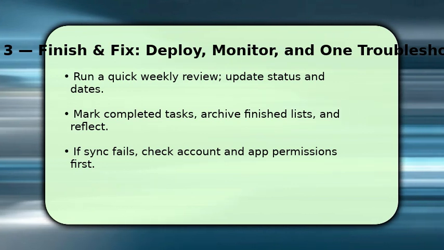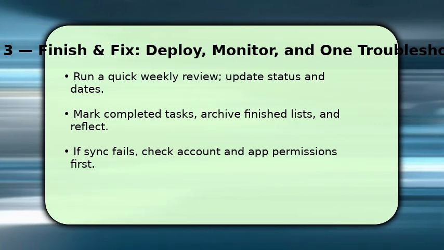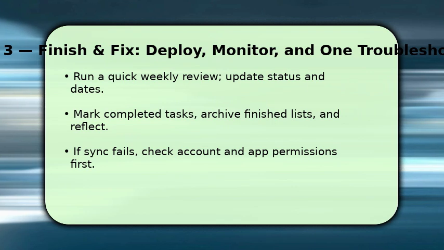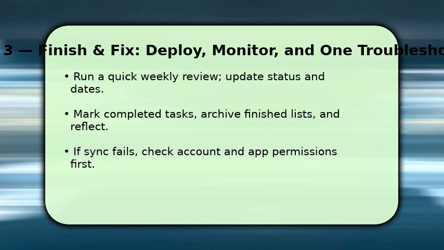Once done, archive or rename finished lists to keep your workspace focused and reflect on what took longer so future estimates improve. If something goes wrong, like missing tasks or no sync, first check which Google account is signed in and app permissions. Often toggling sync or reconnecting the account fixes it. This closing loop keeps projects predictable and learnable.